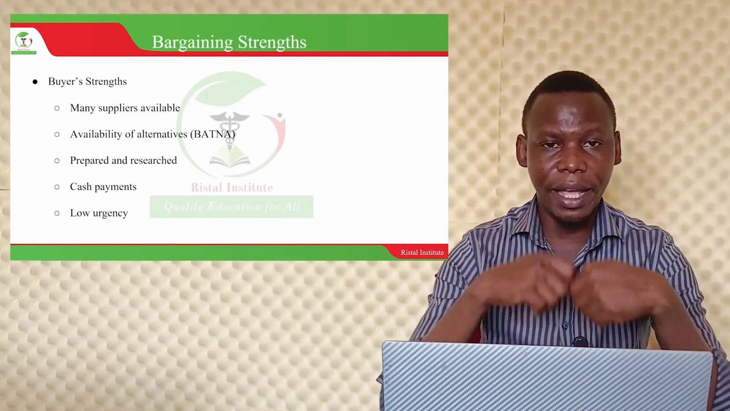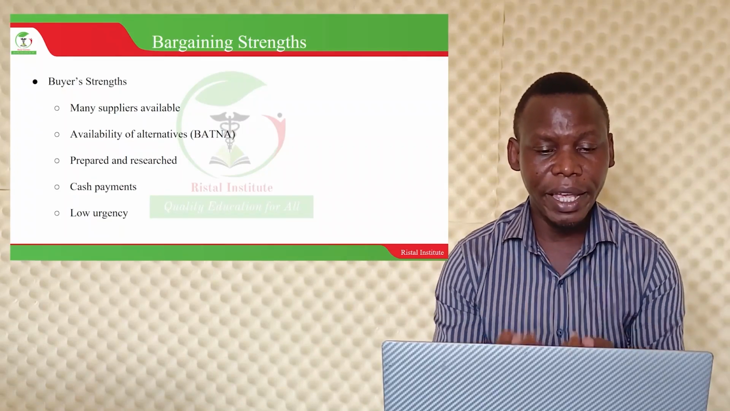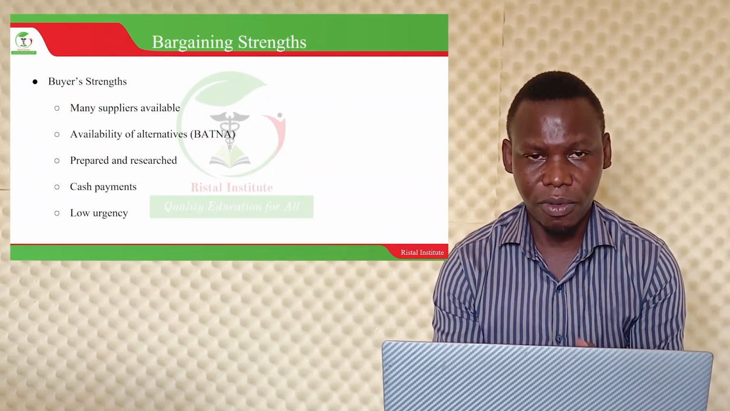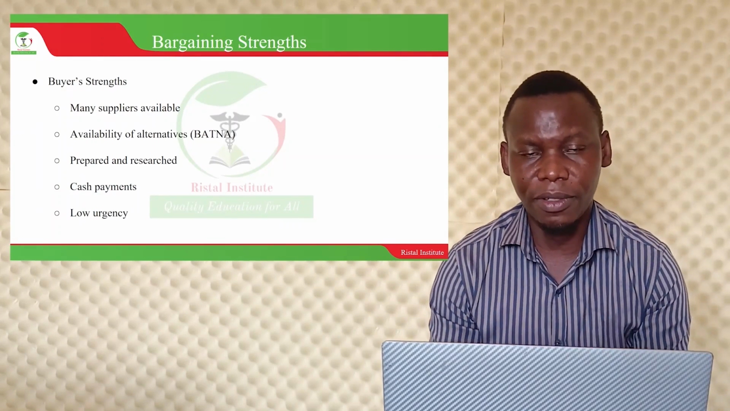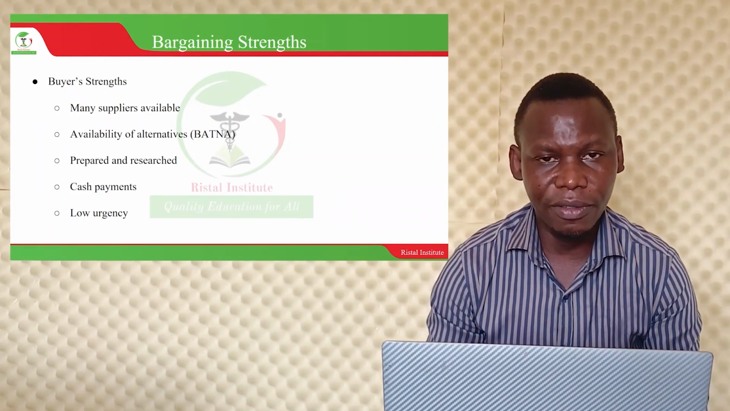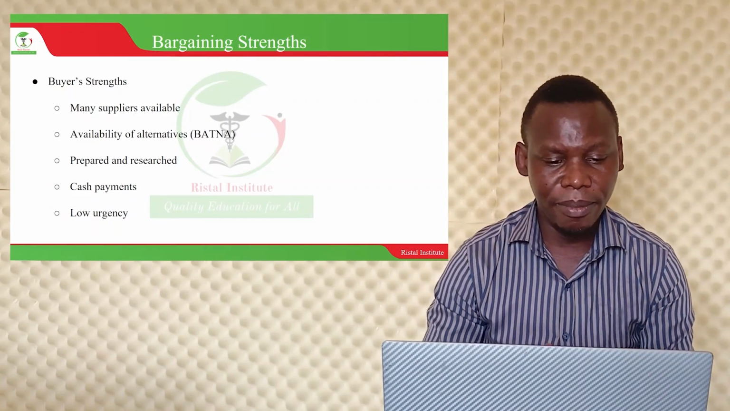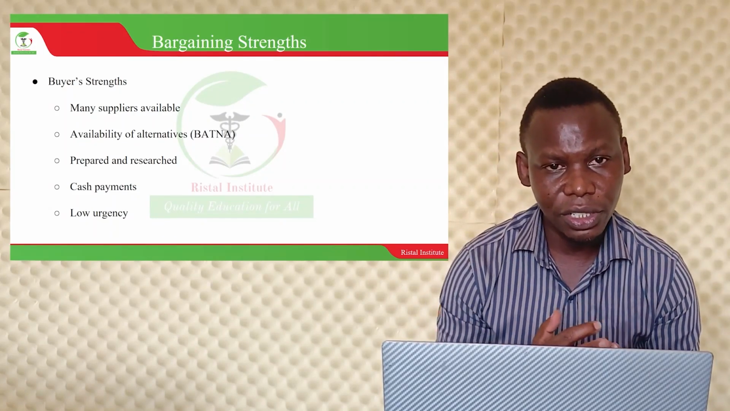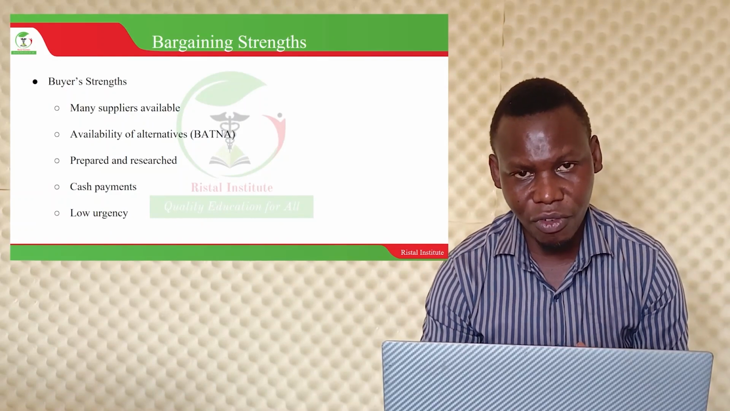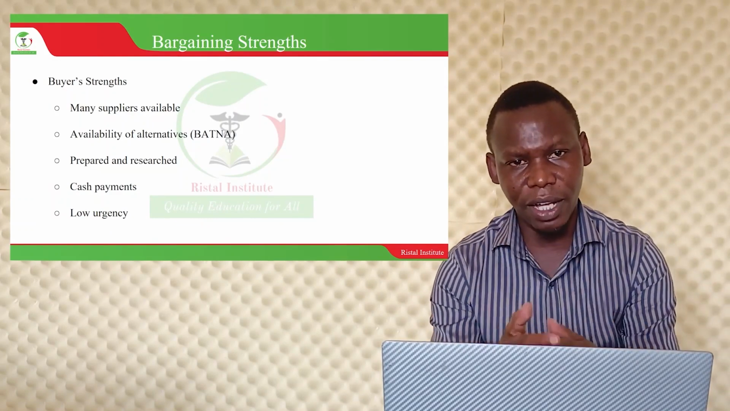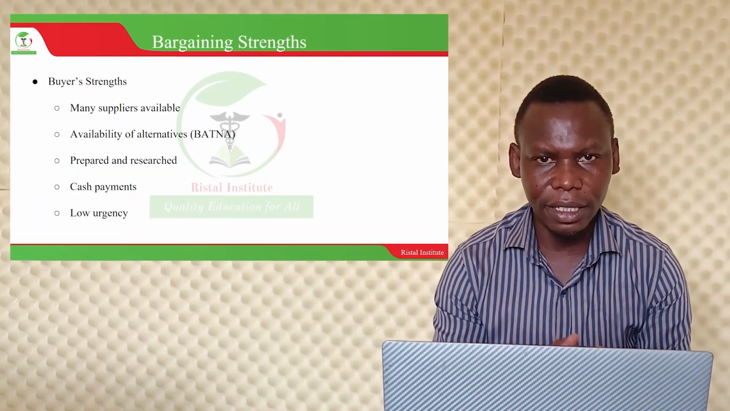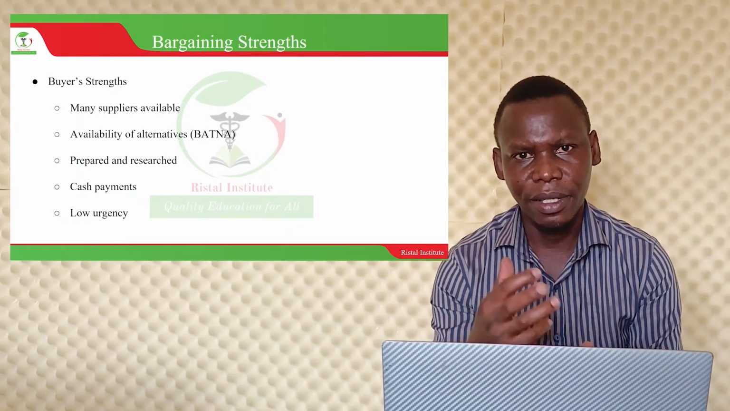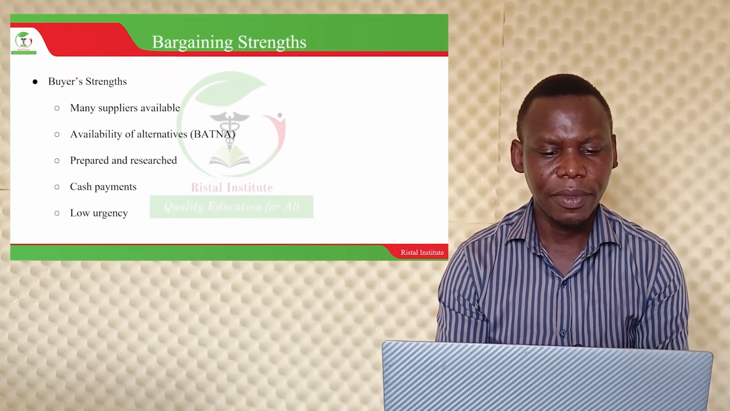When you are ready to pay cash, your bargaining strength is more than when you are bargaining to pay later. This one also is another determinant of the buyer's strength. When the buyer is ready to give cash, he can talk more strongly than when he is to get the product and again begging to pay later. There the supplier becomes stronger than the buyer.